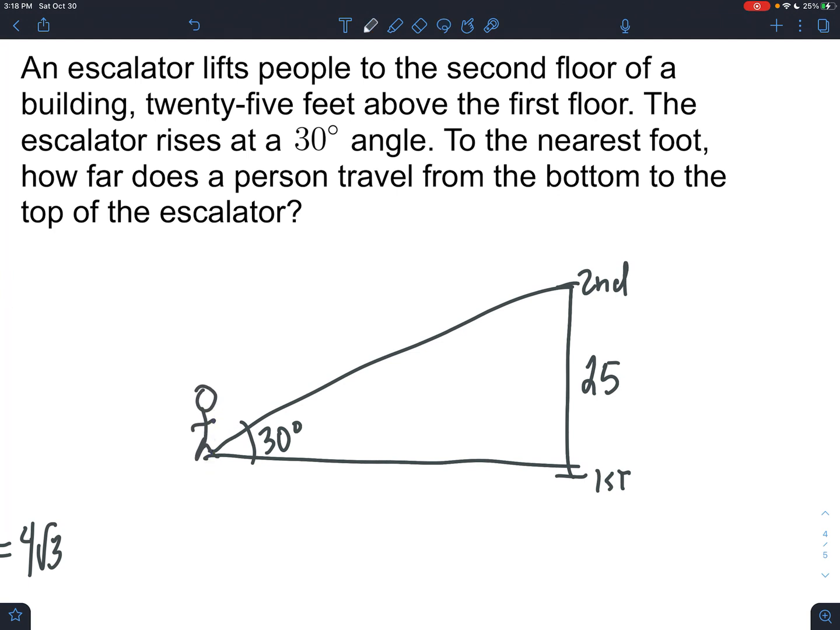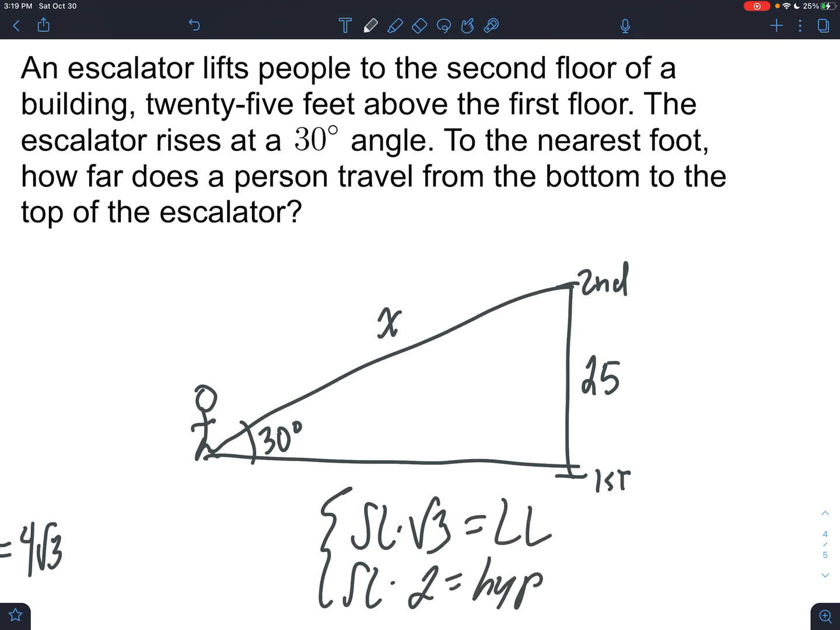Well, I don't know what that is. Call that x. So now I want you to pause the video and see if you can solve for x using those two equations. Write them down. Using our two equations, what is x? All right, go ahead and pause.